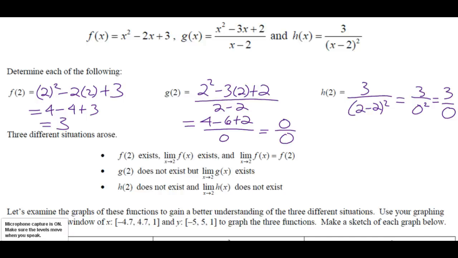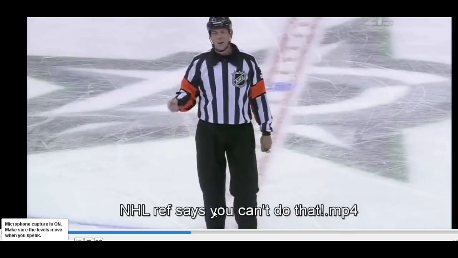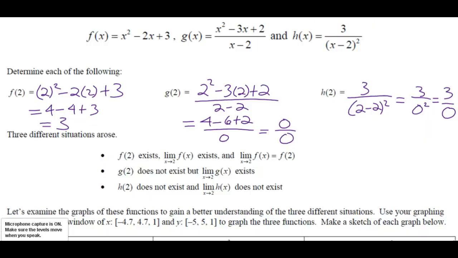So we can get close to 2. We can't become 2 because then what happens? Your denominator becomes 0. You can't do that! And h of 2 does not exist, and neither does its limit, though, right?